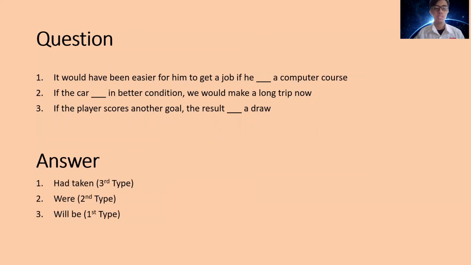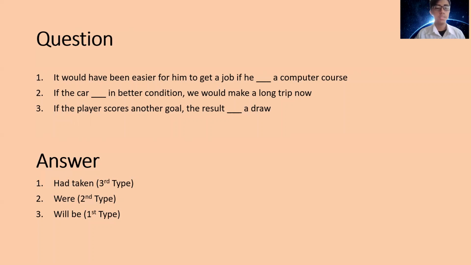So the answer is it would have been easier for him to get a job if he had taken a computer course. Why? We can see this. Number one is if he blank a computer course, comma, it would have been. Would have been is used for the third type. So if plus had plus verb 3. So we can fill the blank with had taken.